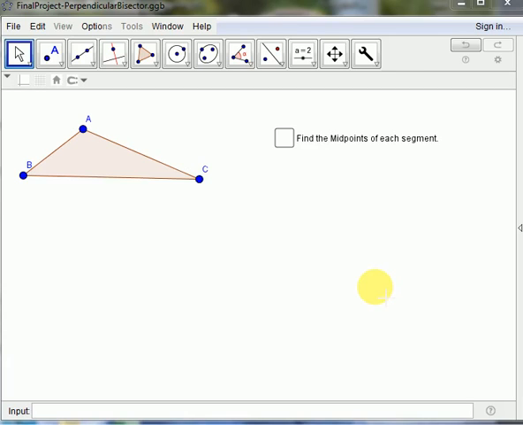This is a brief explanation on the perpendicular bisector. So let's say we have a triangle, and the first thing we need to do is find all the midpoints. So by checking the box, we're going to find all the midpoints of all the sides of the triangle.